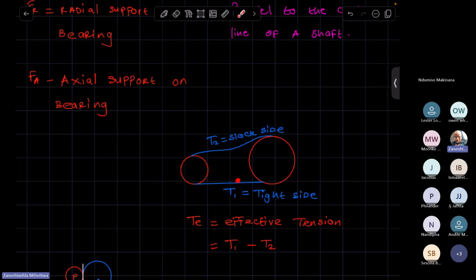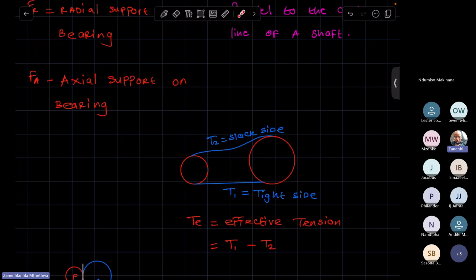And that side is known as the tight side, right? And the tight side is denoted as T1, right? And then you get the other side of the belt, right? The other side of the belt is essentially the slack side, and the slack side is denoted as T2, right?